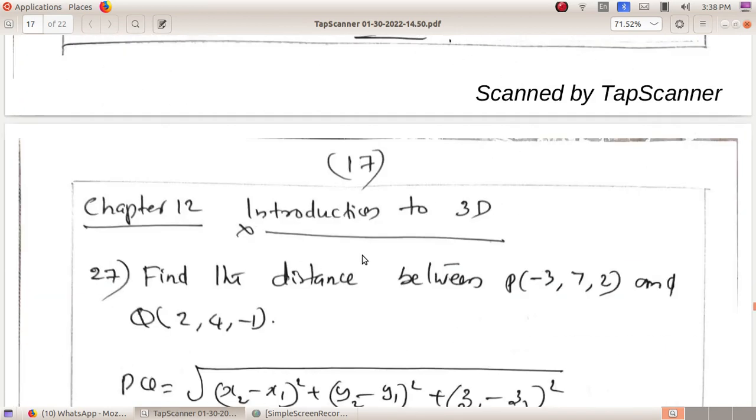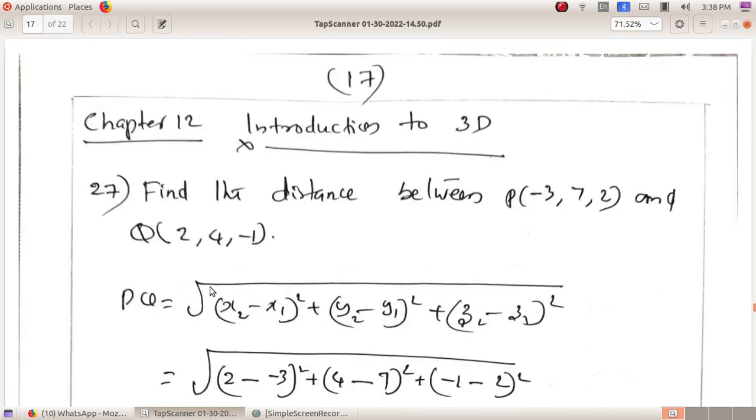Okay. Chapter 12, introduction to three-dimensional geometry. Find the distance between P minus 3, 7, 2 and Q 2, 4, minus 1. So what is the distance formula? Root of x2 minus x1 all square plus y2 minus y1 all square plus z2 minus z1 all square. So this is x1, x2, x3.